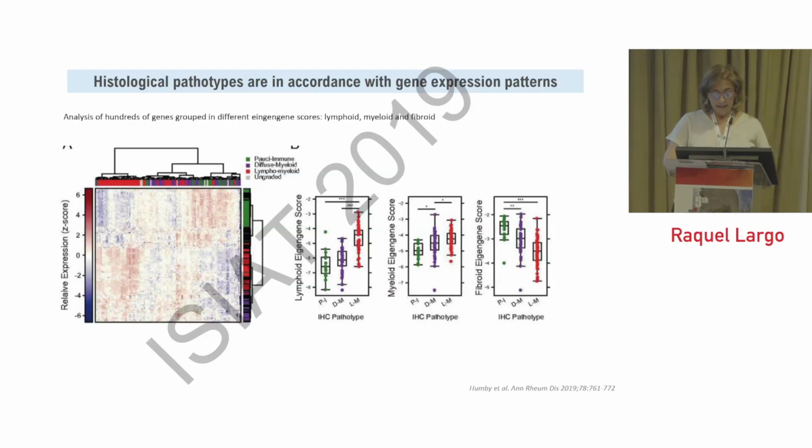And as you can see here, the different genetic scores perfectly match the pathotype established by the immunohistochemical studies, especially when you look at the lymphoid pathotype or the fibroid pathotype.